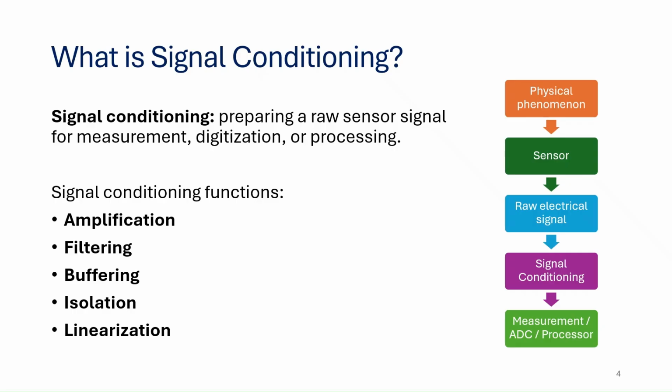Signal conditioning refers to the process of preparing a sensor signal so that it can be accurately measured, digitized, or further processed. Depending on the application, signal conditioning can involve different tasks like amplification, filtering, buffering, isolation, or linearization. In today's lecture, we'll focus on buffering because it represents the main challenge in our example sensor system.